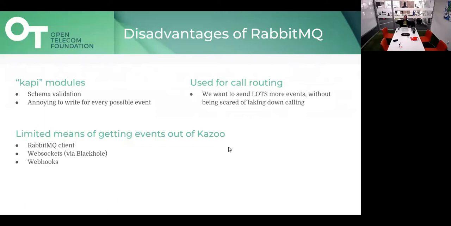The other disadvantage of using AMQP is it's used for call routing, and we really, really don't want to take that down by sending too many events. And everybody seems to be a bit scared of AMQP going down. And we kind of have limited ways of getting these AMQP events out of Kazoo. You can use a RabbitMQ client and WebSockets or webhooks, but none of these are great systems for interfacing with external applications.